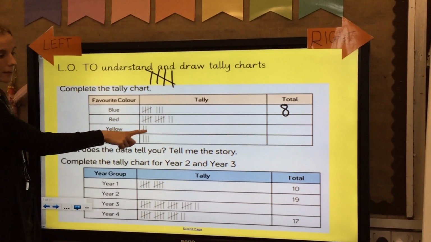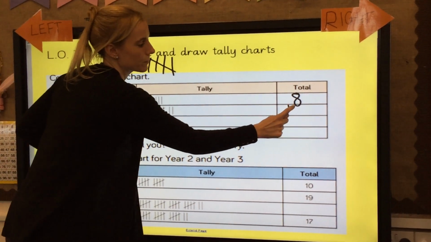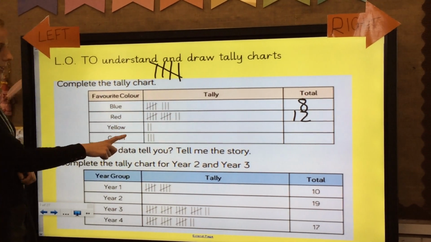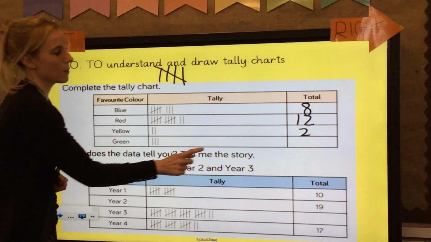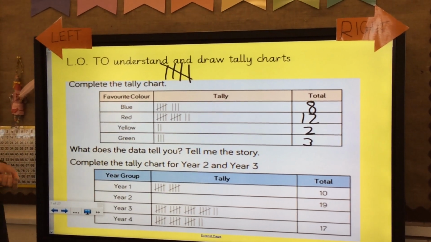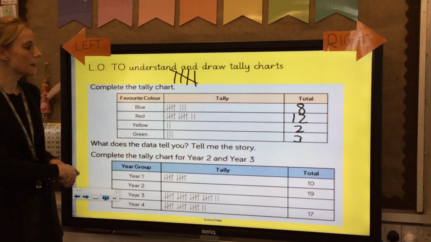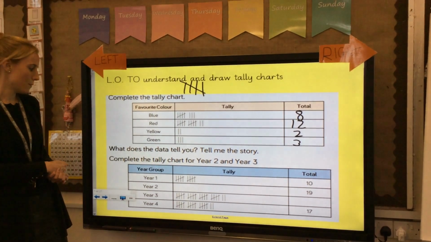Red, we've got 2 gates. So 5, 10, 11, 12. And yellow, we have 2. That's a really easy one to count. And green, we have 3. So straight away, this is a really easy way of collecting evidence, or collecting data we call it. And you can see straight away, red, more children chose the colour red.